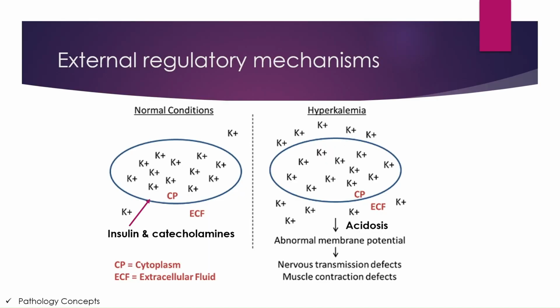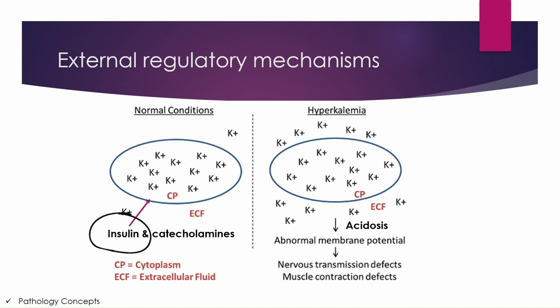Now let's learn the external regulatory mechanisms. Acid-base balance can affect the balance between the cellular and extracellular potassium concentration. Acidosis increases the plasma concentration of potassium by inducing a shift of potassium from the cellular to the extracellular compartment in exchange for hydrogen.